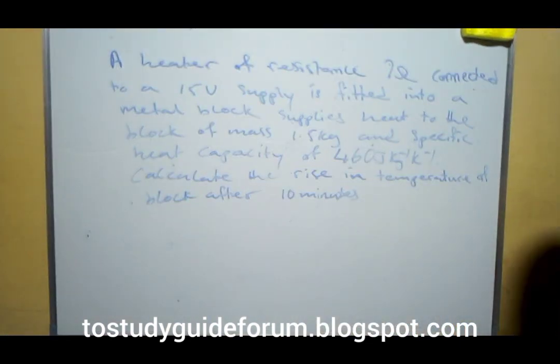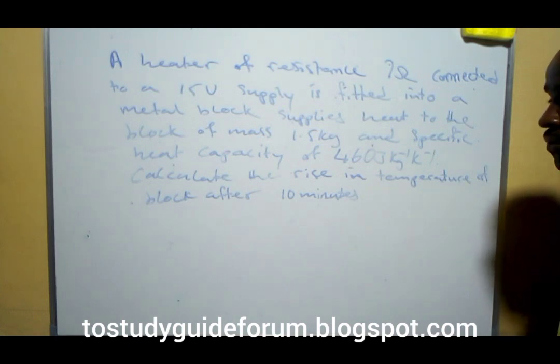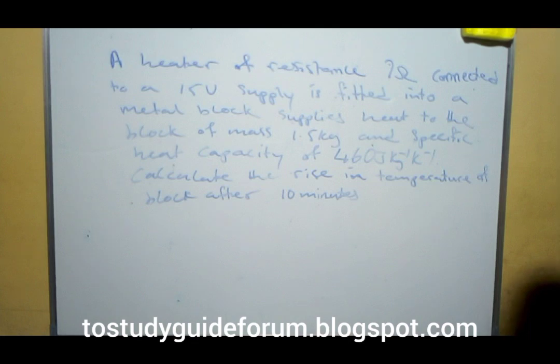I have a question. The question says that a heater of resistance 7 ohms, connected to a 15 volts supply, is fitted into a metal block. It supplies heat to the block of mass 1.5 kilogram and a specific heat capacity of 460 joule per kilogram per Kelvin. Calculate the rise in temperature of the block after 10 minutes.